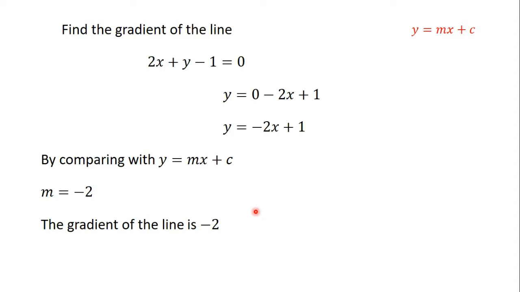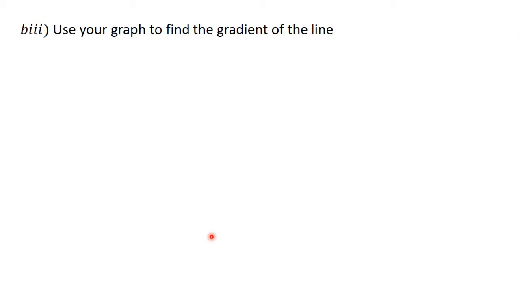Now using the equation of the straight line, we have been able to find the gradient as minus 2. But the question wants us to use the graph, not the equation. I just did this to explain to you that you can also use the equation of the straight line to find the gradient. So by using the equation, we had minus 2. Let's go and solve the question. The question wants us to use the graph to find the gradient. Now, how do we do that?